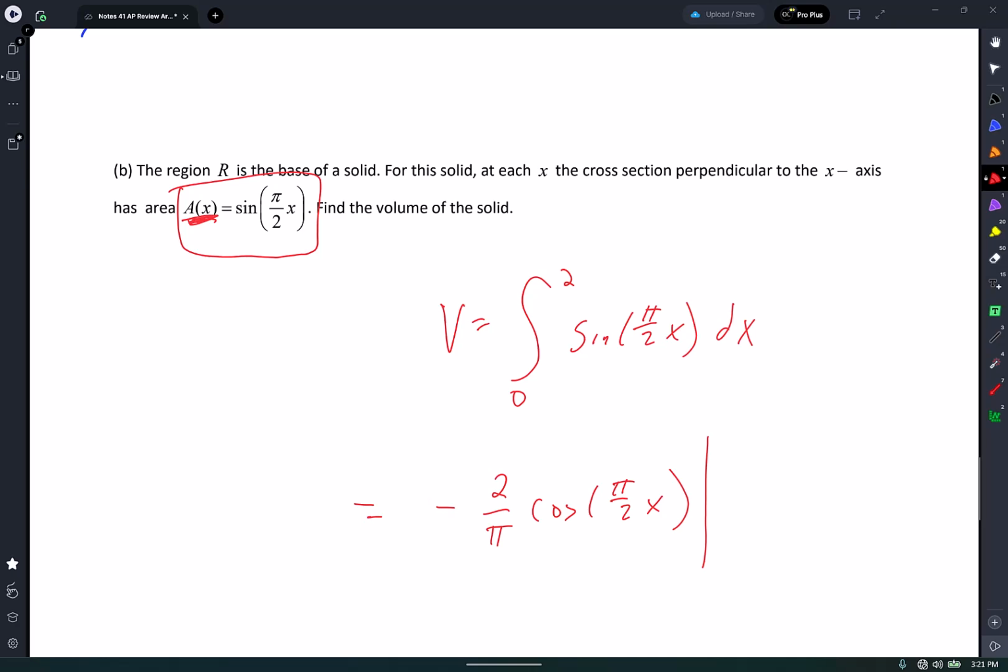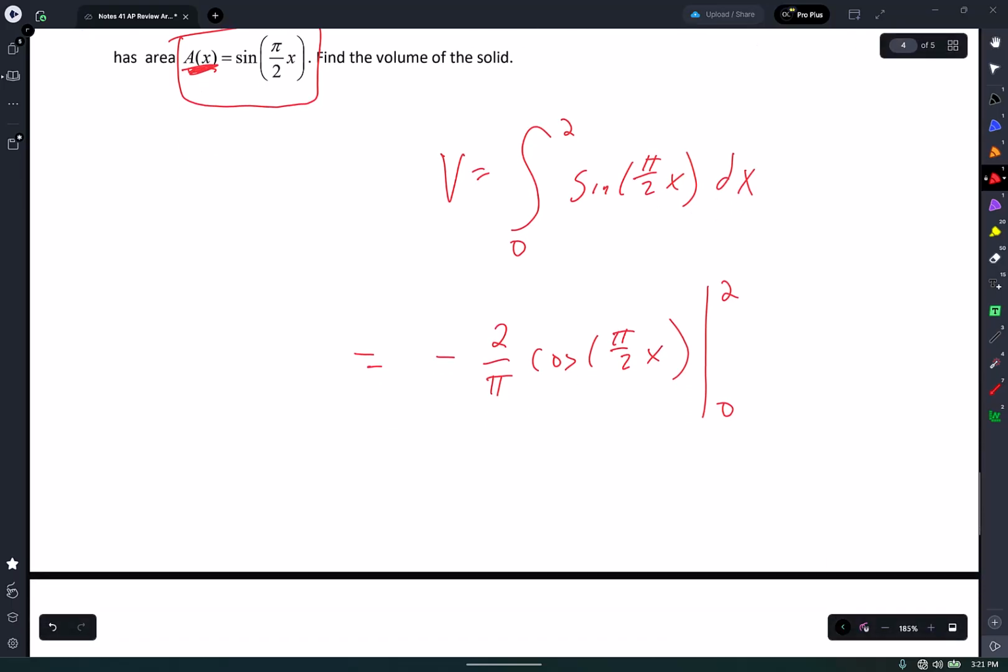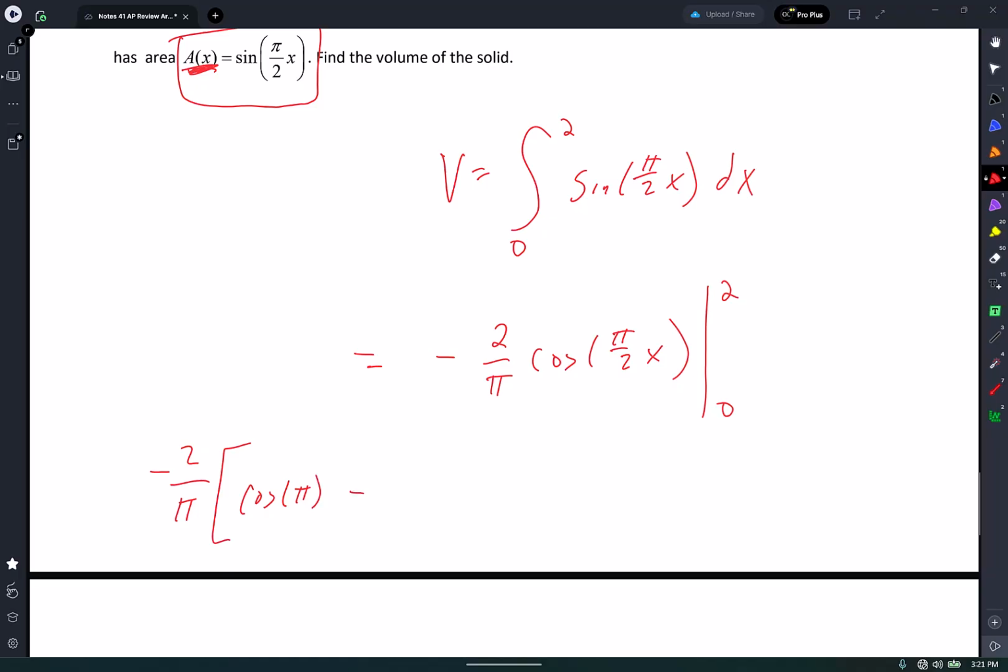I only have one term from 0 to 2, and I bet there were so many kids that probably lost a point because they didn't bother doing the 0. The 0 matters on this one. All right. Upper minus lower. I'll factor out the negative 2 over pi. Whatever you have in the front, I factor it out. Bracket. If I plug in a 2 pi over 2, the 2's cancel out. You get cosine of pi minus cosine of 0.